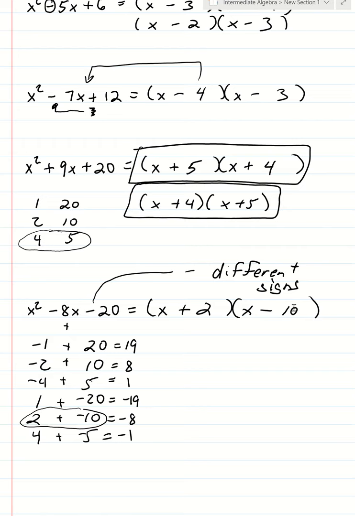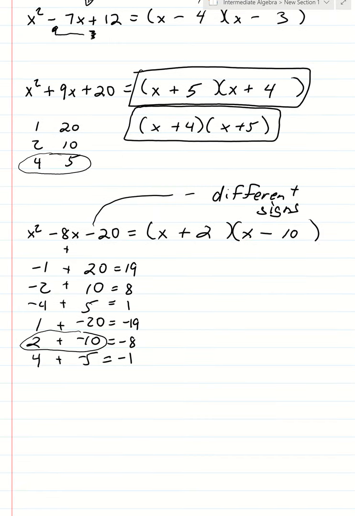Okay? The 10 has to be with the negative sign, and the 2 must be with the plus sign, because the 2 has to be positive and the 10 must be negative in order for us to get that negative 8. Once again, if you want to change the order, in which case you would put x minus 10 and x plus 2, that's perfectly fine. As long as the 10 is negative and the 2 is positive, the order does not matter.